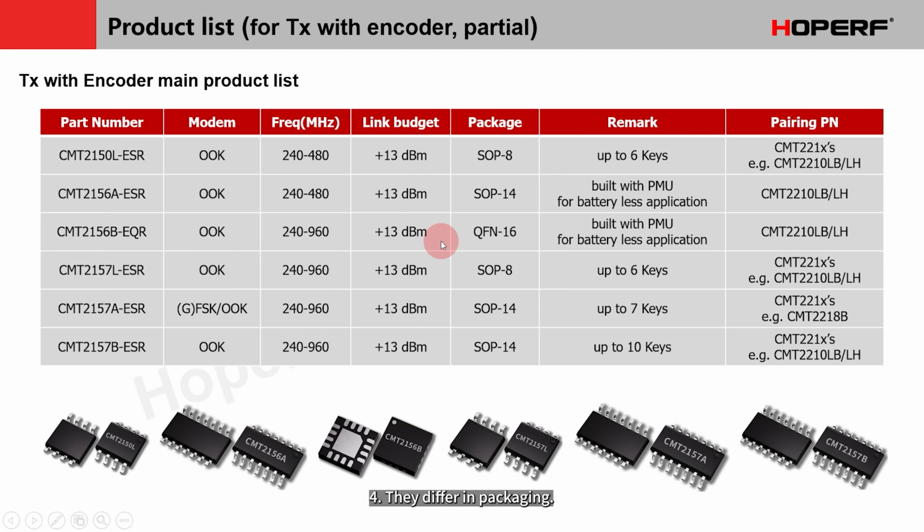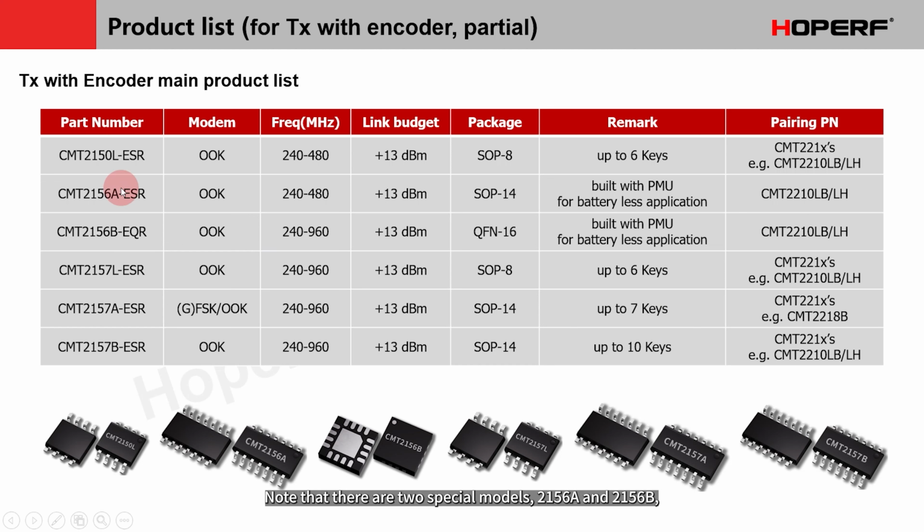4. They differ in packaging. Some come in SOP 8, others in SOP 14, and still others in QFN 16. Due to different packaging, the number of buttons they support varies. For example, under the SOP 8 package, it can support up to 6 buttons. The SOP 14 package can support up to 10 buttons. We will introduce these functions in the following content.